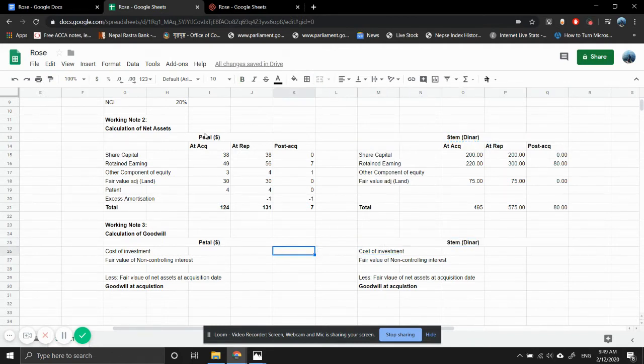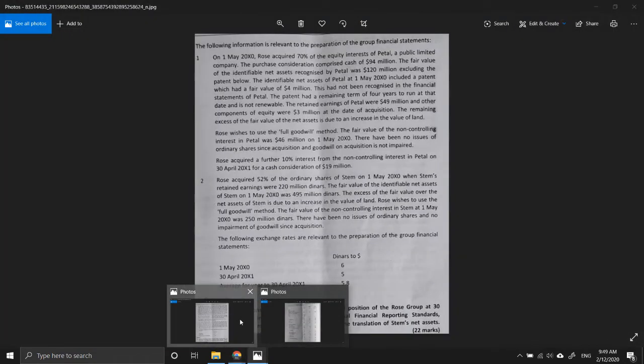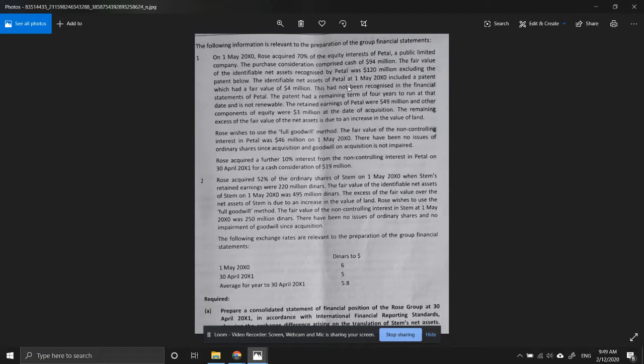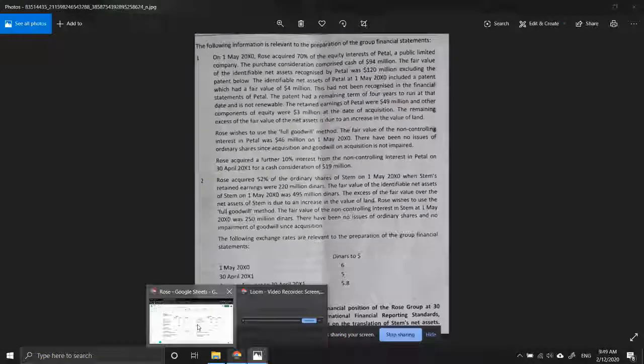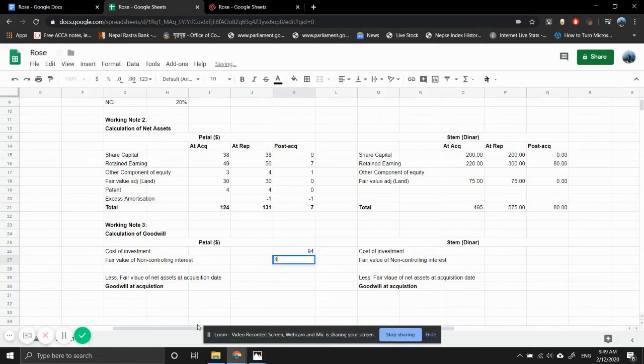Change this, right? So what was our cost? Our cost was 94, and then NCI was 46. 94 and 46, nothing else has been given. So fair value of net assets is this figure, right? Plus this.